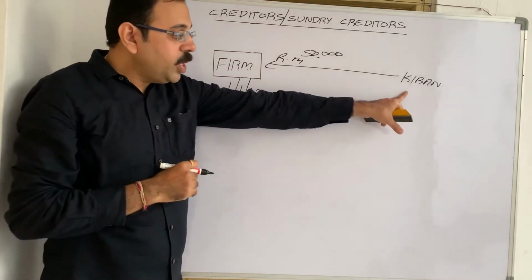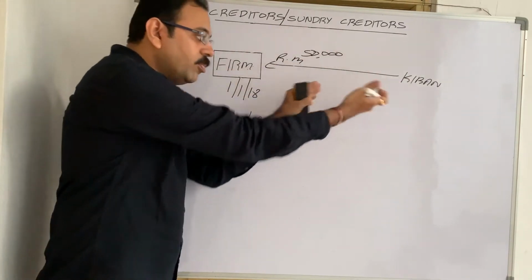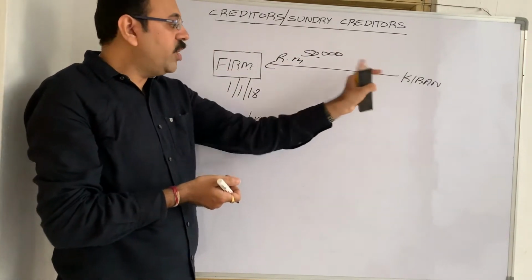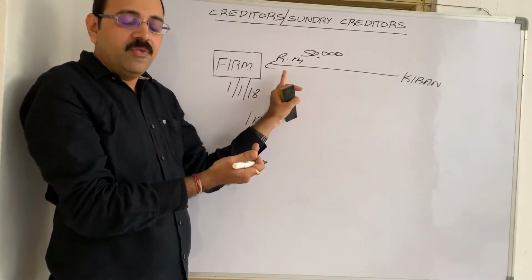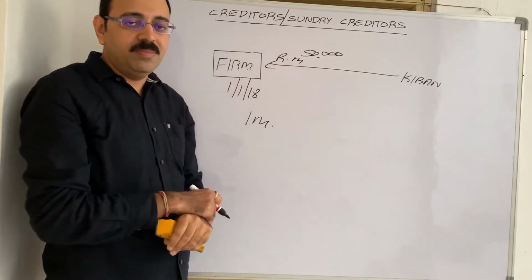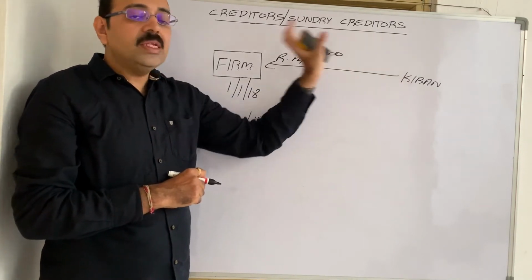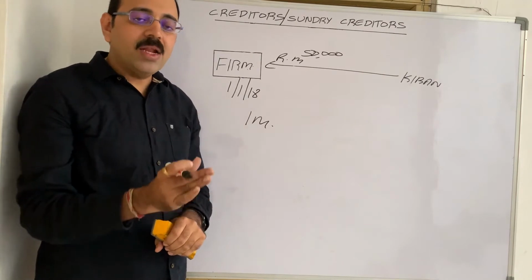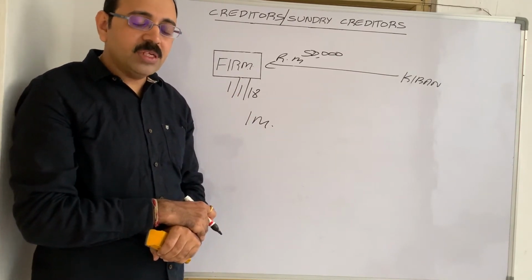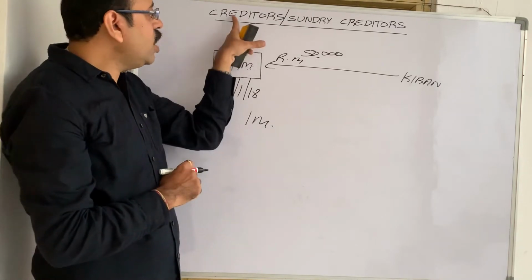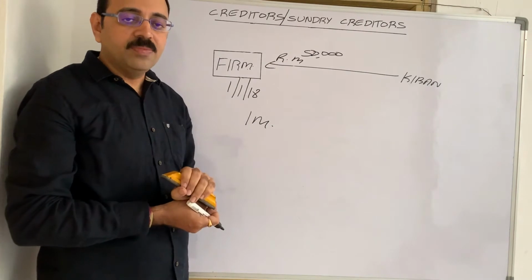So creditor means a person to whom we are liable. We have taken benefit from him and in return we have not yet paid money to him. That person comes under creditor. Creditor is a liability, so in the balance sheet on the liability side we have to show this amount. Sometimes in the trial balance, instead of the word creditor, he may give the word sundry creditor.